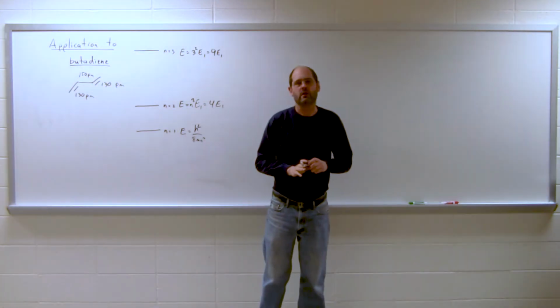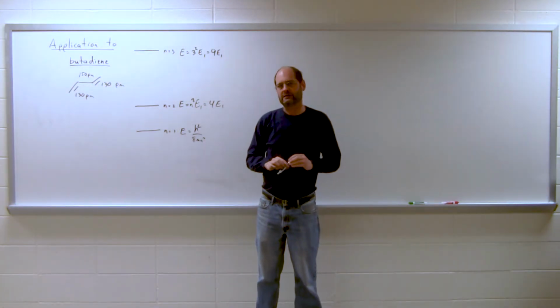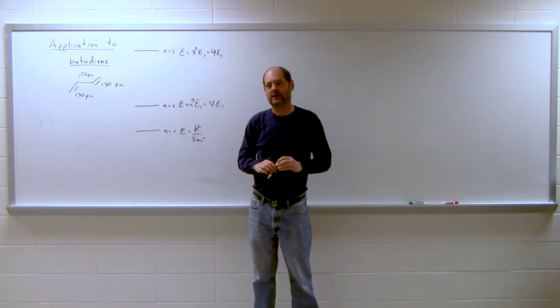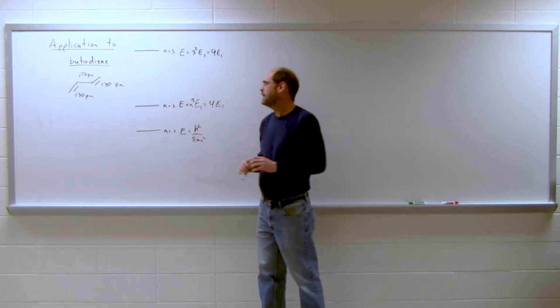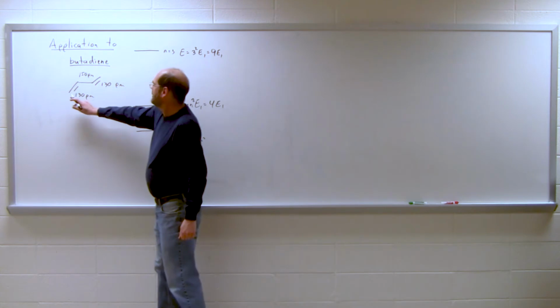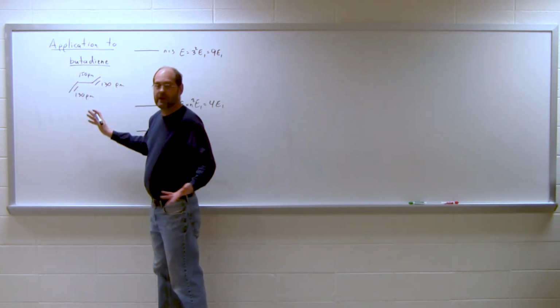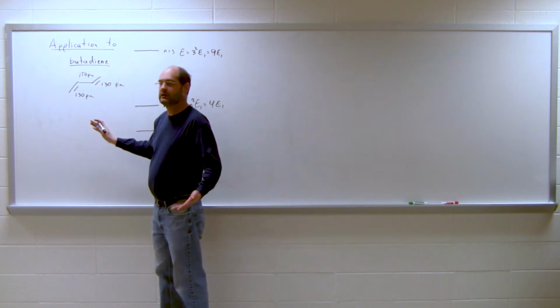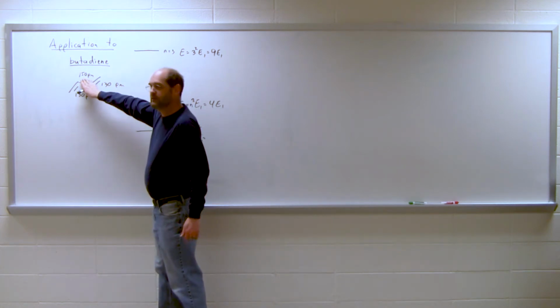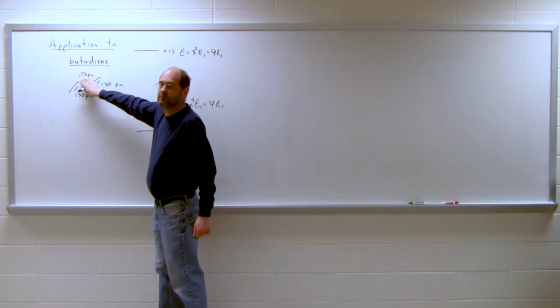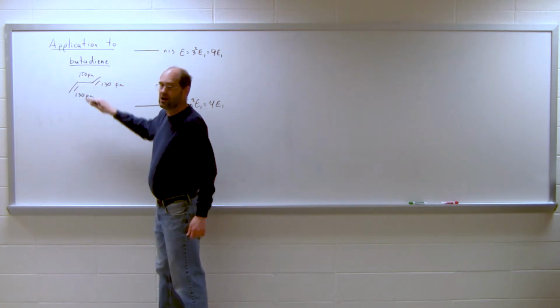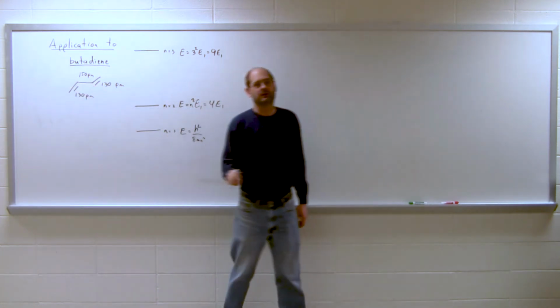What I'm going to do now is apply the particle in a box model to the molecule butadiene. Butadiene is a molecule that has two double bonds, but you might have heard of the idea of conjugation in organic chemistry. The bond in the middle is a little bit shorter than a typical double bond, and the double bonds are a little longer than a typical double bond.